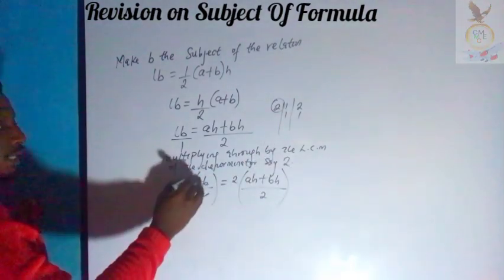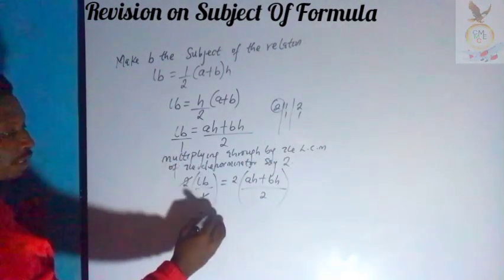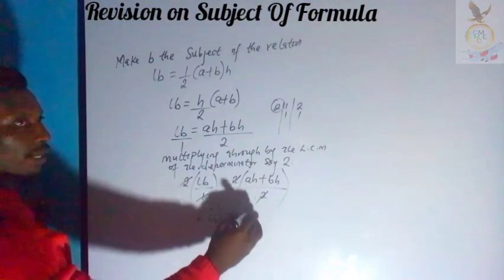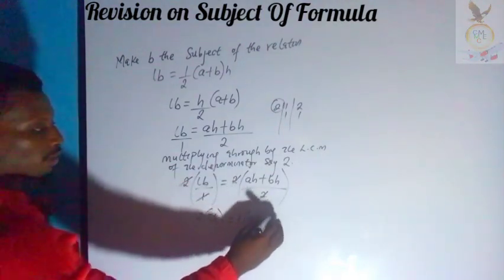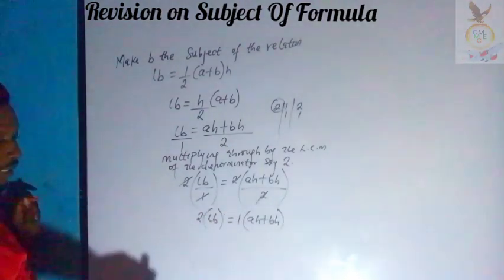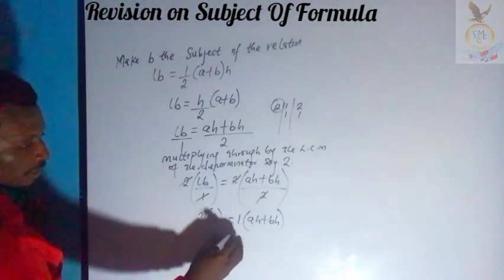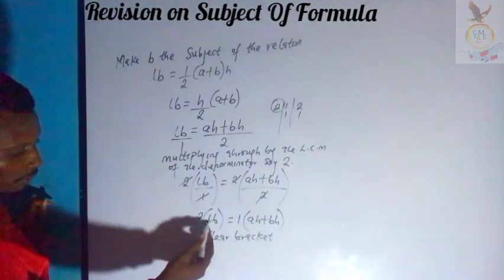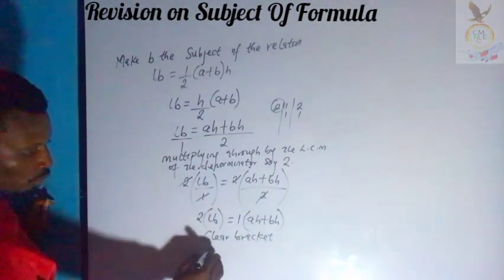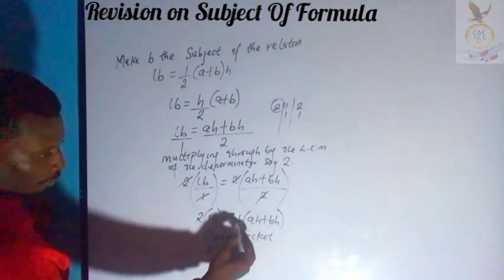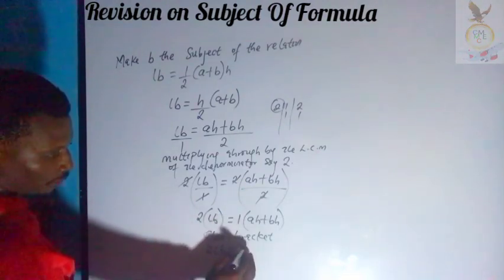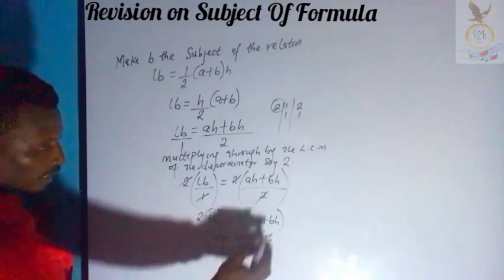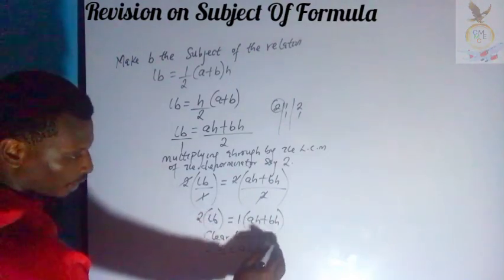So 1 divided by 2 is 2. Inside the bracket, we're having nB is equal to 2 divided by 2 is 1. Inside the bracket, I'm having ah plus bh. So let's open brackets, that is square bracket, with the nearest number to the bracket. Plus is plus, 2 times nB will give us 2nB is equal to 1 times ah will give us 1ah, plus will give us plus, and 1 times bh will give us 1bh.